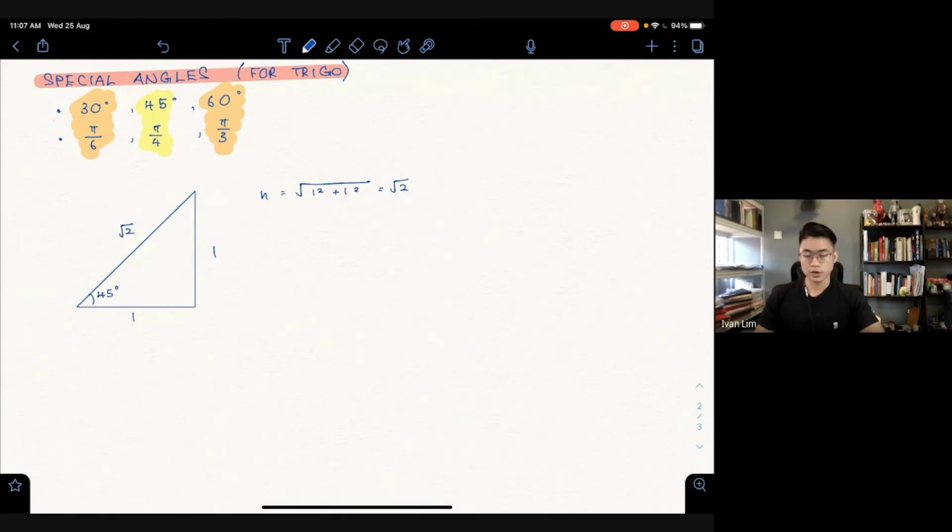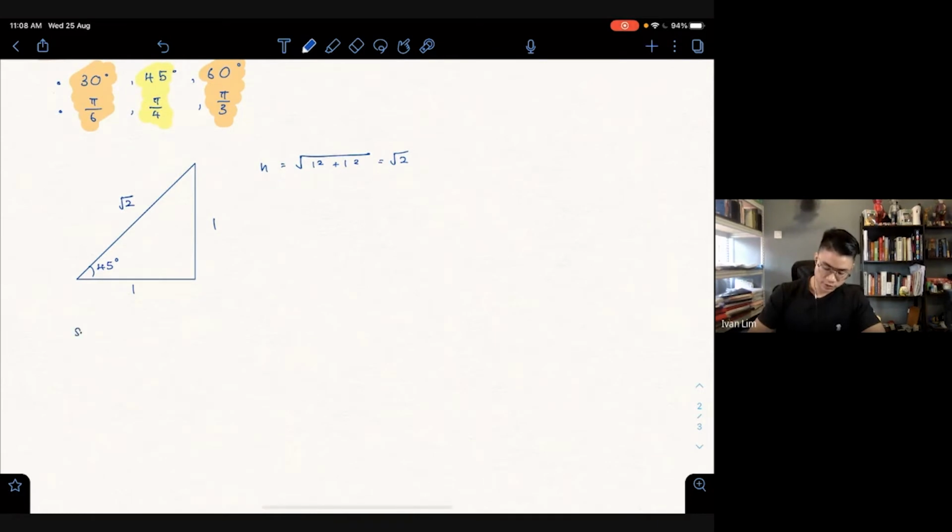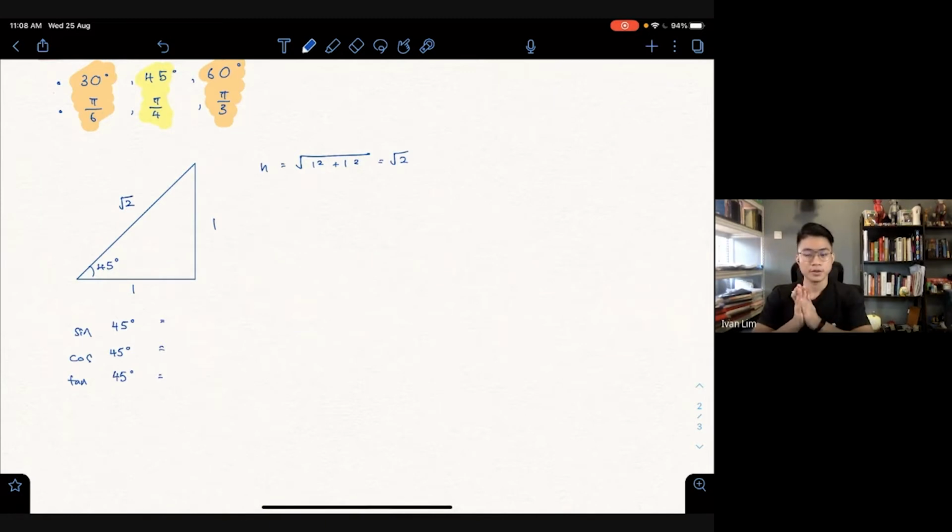Now I want all of you, in the next 15 seconds, to write down sine 45 degrees, cos 45 degrees, and tangent 45 degrees. I'm not asking you to type into the calculator; find the exact value according to this specific triangle. All right, 15 seconds. Let's go.